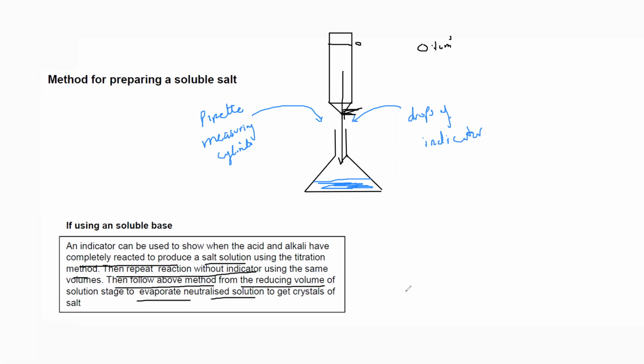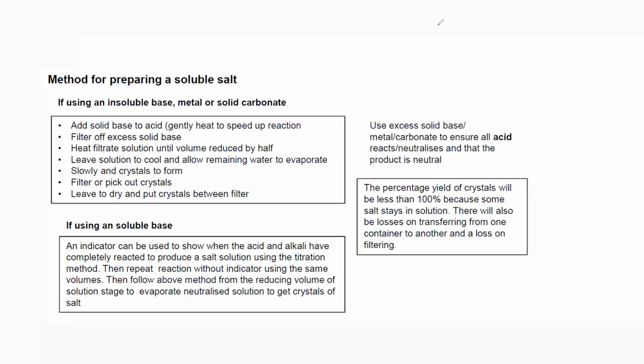You should learn these experiments to prepare a soluble salt. We can use the reaction of acid with an insoluble base, metal or metal carbonate, or we can use a soluble base and a titration technique in which we mix two solutions together. Is it clear? Any doubt?